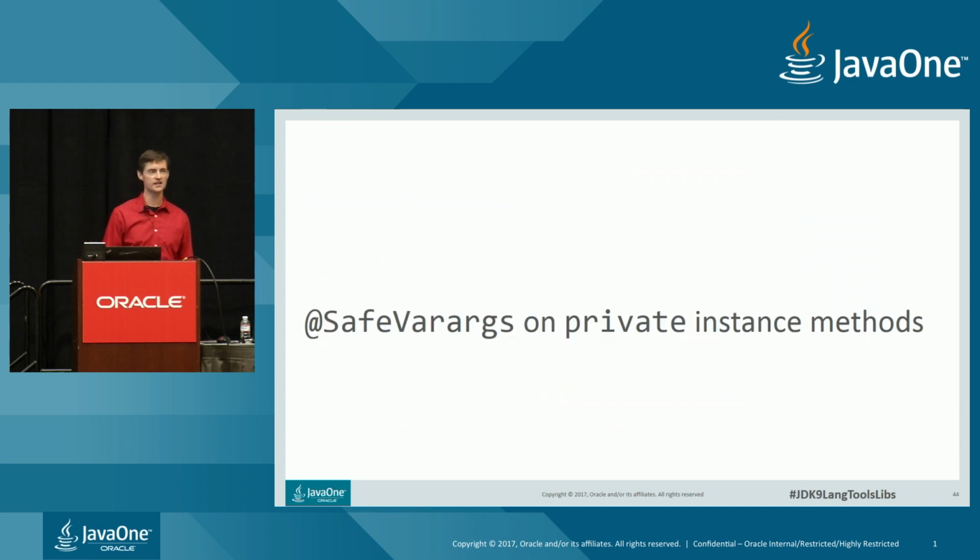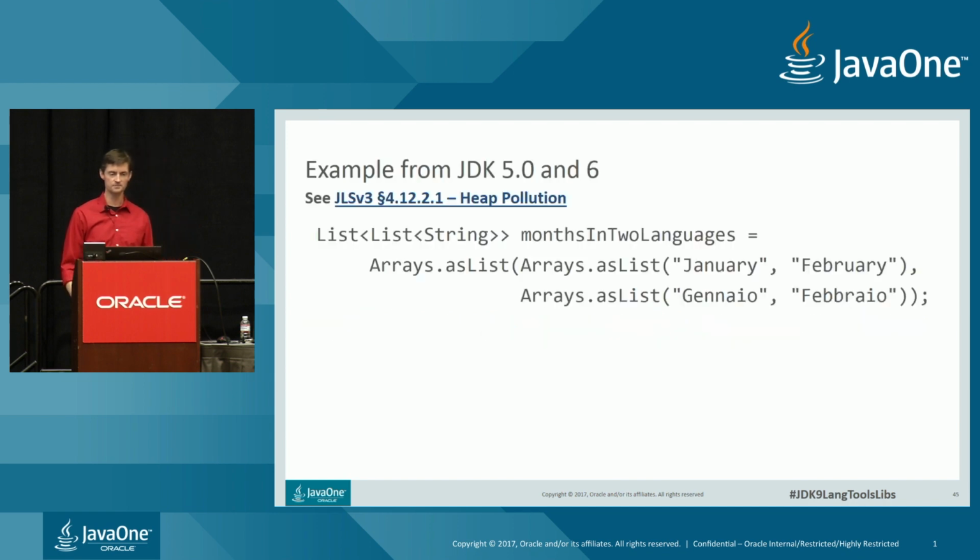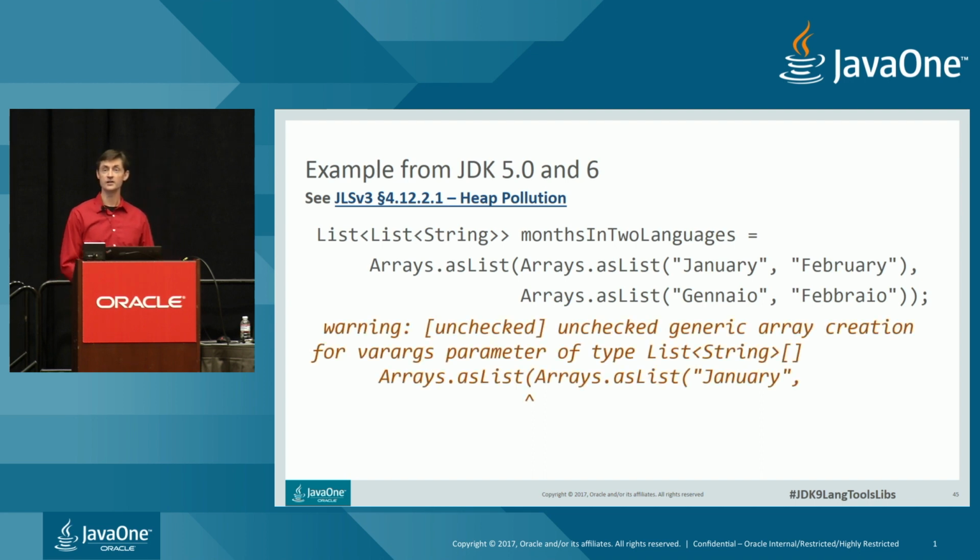The first of these is safe varargs on private instance methods. Back in JDK 5 or 6, we could write code like this. We have a list of strings, and we want to initialize that using the Arrays.asList platform method. If you were careful about your compiler warnings, you'd get a warning like this: unchecked generic array creation for varargs parameter of the Arrays.asList method.